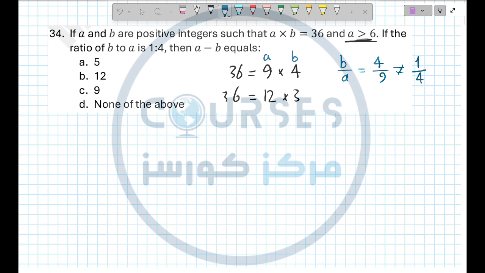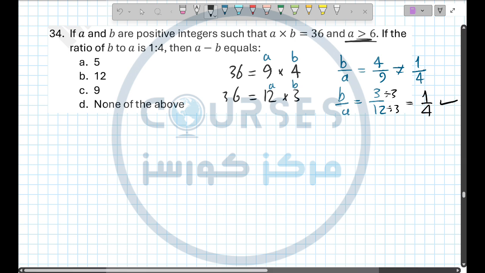12 times 3. Well, this is A and this is B. Now let's try. B divided by A equals 3 over 12. You can simplify that by dividing by 3 and by 3, which is 1 over 4. So yes, the numbers A equals 12 and B equals 3. What does he want? A minus B. So A minus B equals 12 minus 3 equals 9.